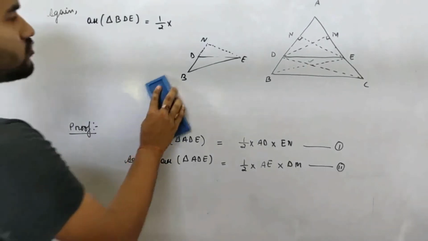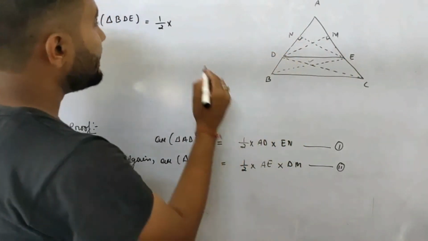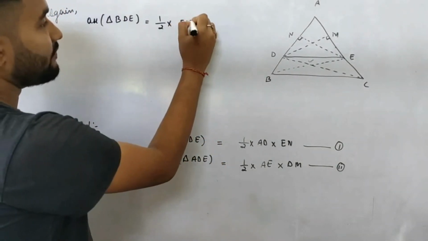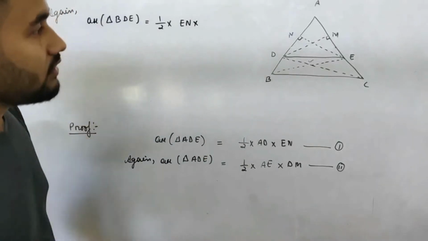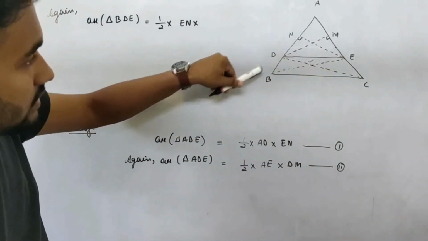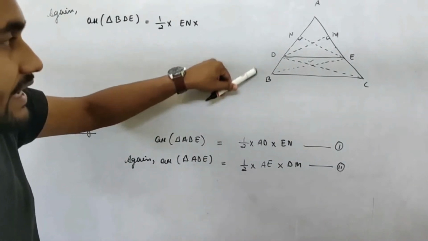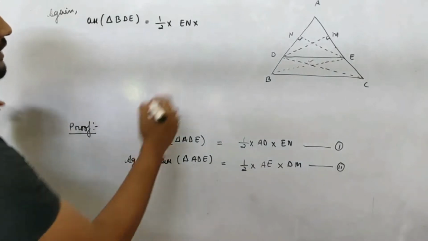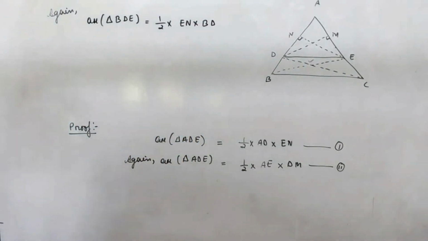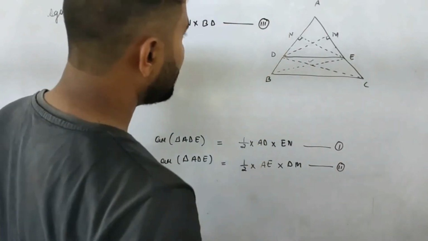Understood? So what is the base? At first, what is the height? The height is EN. Say half into height into base. So what is the height? The height is EN. And with respect to EN, what will be the base? This will be the base, but we cannot say BN. We will have to say the base as BD only. So BD. Understood? This I will give as equation 3.